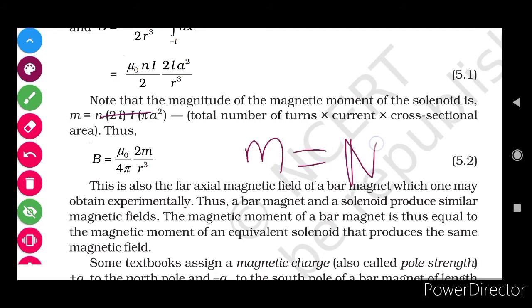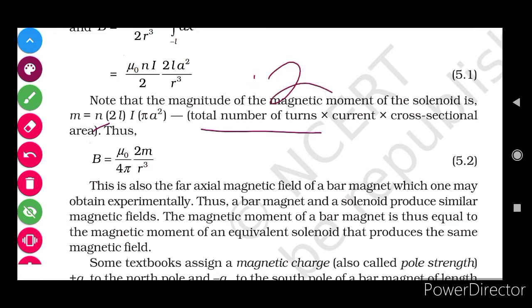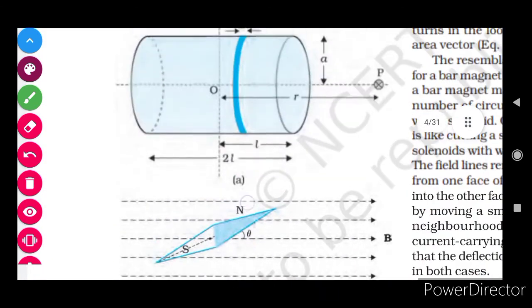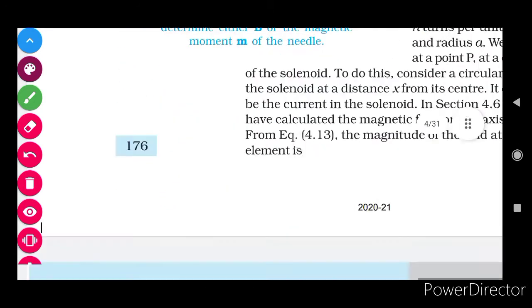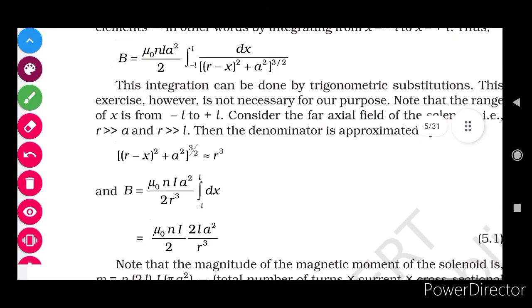It is NIA: number of turns per unit length, total number of turns, I current, and area. Here, small n is the number of turns per unit length. Suppose I say the number of turns is 2 per centimeter, that will be the number of turns per unit length. For the whole solenoid, we multiply n into the whole length of the solenoid, that is n times 2l.